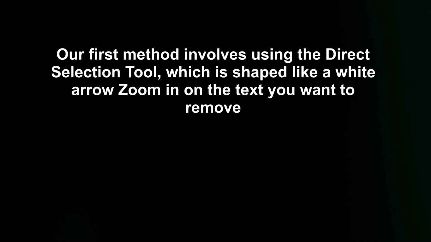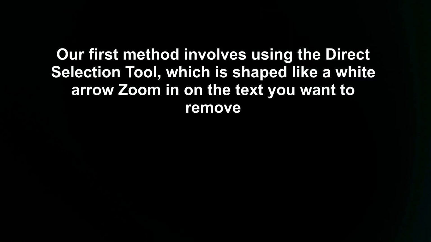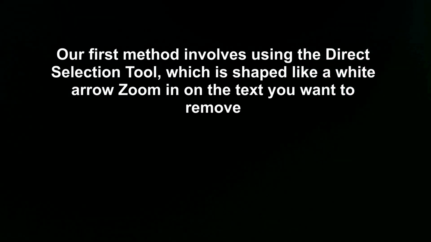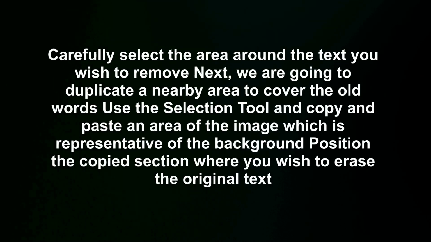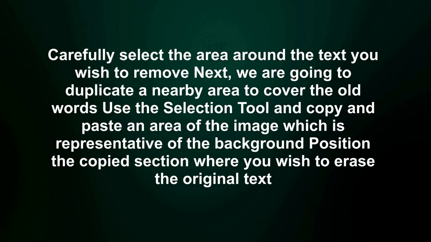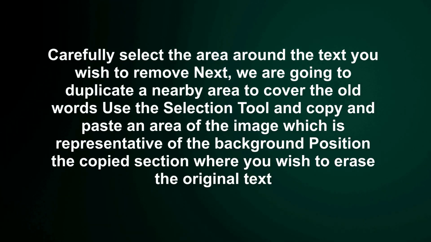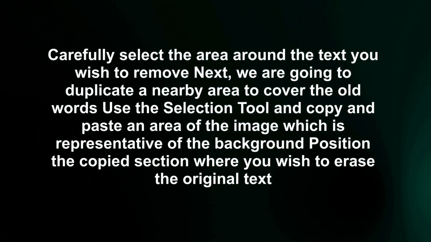Our first method involves using the Direct Selection tool, which is shaped like a white arrow. Zoom in on the text you want to remove. Carefully select the area around the text you wish to remove next. We are going to duplicate a nearby area to cover the old words.